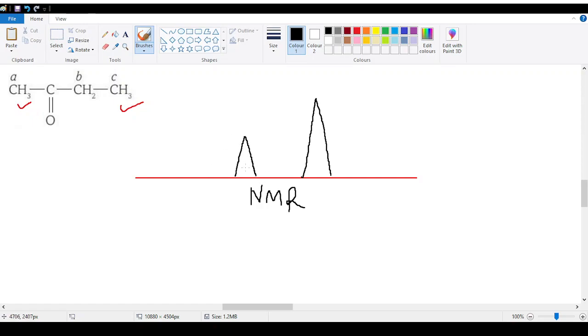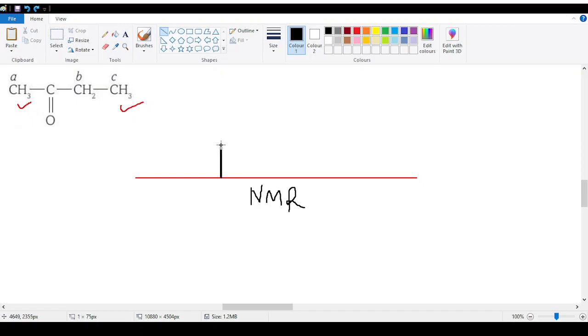Now, here's the interesting thing. The peaks that you see here are actually what the peak will look like for a low resolution NMR. But for a high resolution NMR, the peaks will not appear this way. So what will happen? Instead, you're going to get peaks that look somewhat like this.